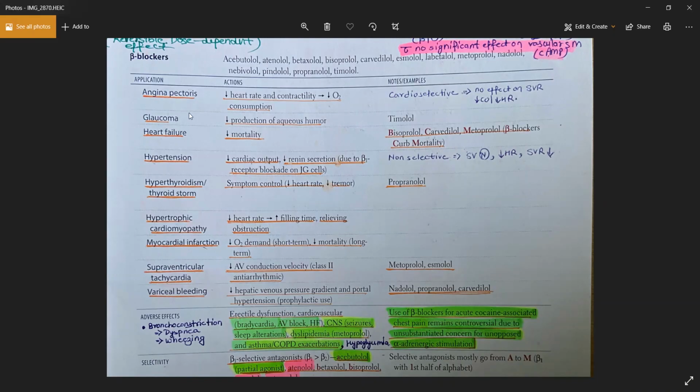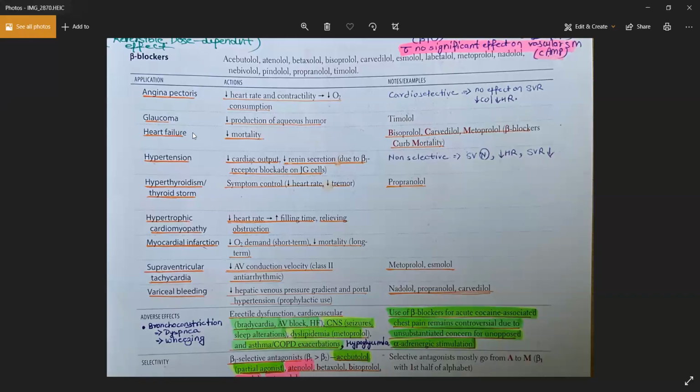Then comes glaucoma, because the beta 2 receptors are present in the eye. If you inhibit the beta 2 receptors, then the formation of aqueous humor would be decreased, because the blood supply to the area would be decreased. So you can give these drugs in glaucoma treatment, and it is mostly timolol, the non-selective type.